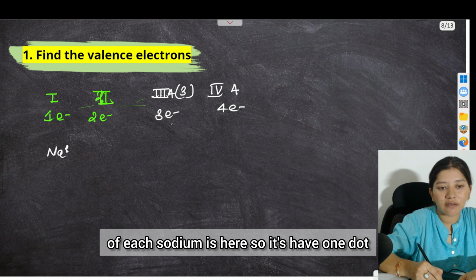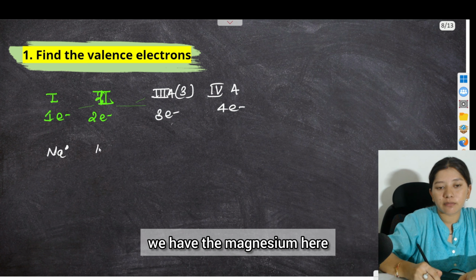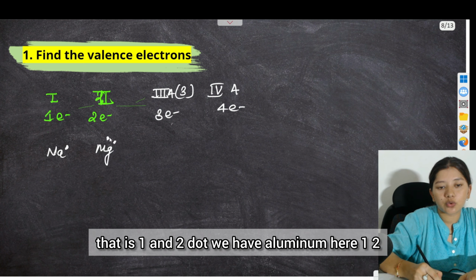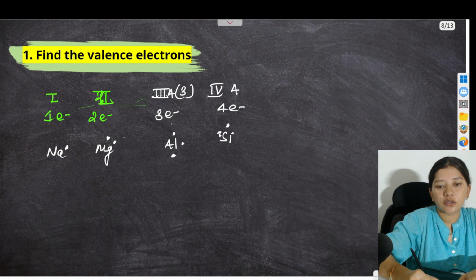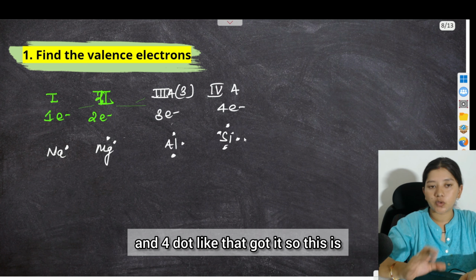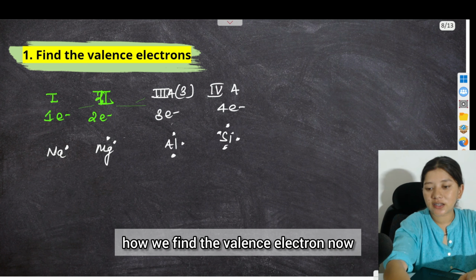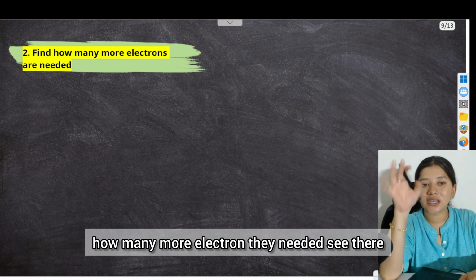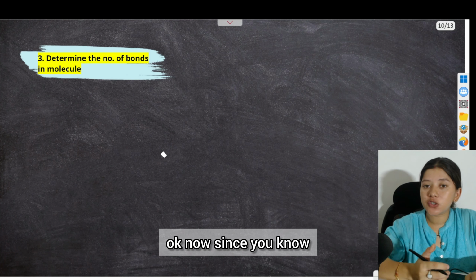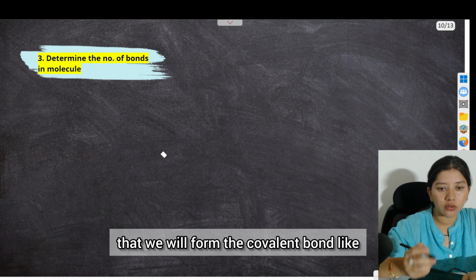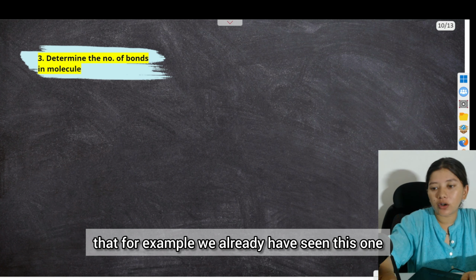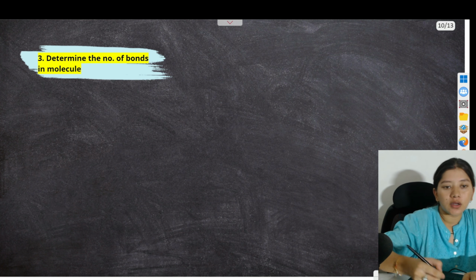Sodium is here, so it has 1 dot. We have magnesium here, that is 1 and 2 dots. We have aluminium here, 1, 2, and 3 dots. We have silicon here, that is 1, 2, 3, and 4 dots, like that. Got it? So this is how we find the valence electrons. Now, how many more electrons do they need? Since you know how many electrons they need, according to that we will form the covalent bond. For example, we already have seen chlorine, right?